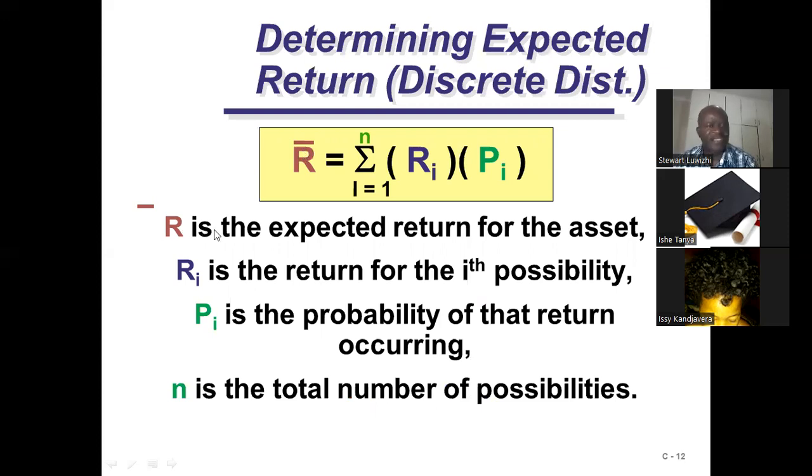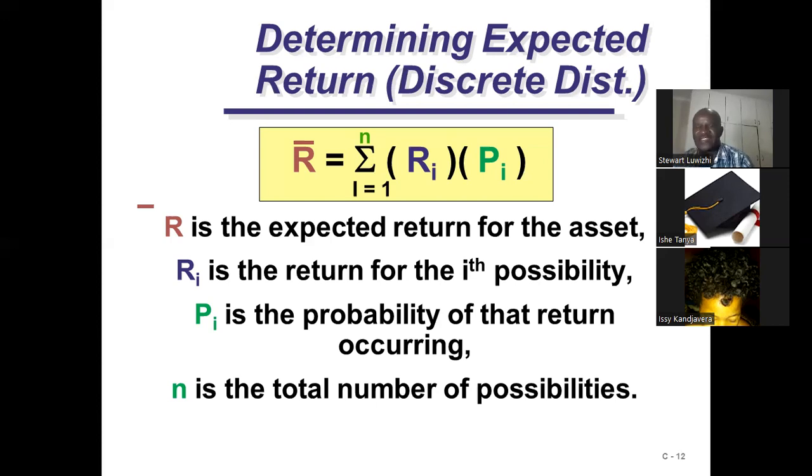R bar simply means the expected return for the asset, which could be our stock that we bought, which could be an investment in a taxi business or in a brick molding business, whichever the case may be. That is the expected return. Why are we saying expected? Expected here, the R bar, means it's the mean. The mean is the average.